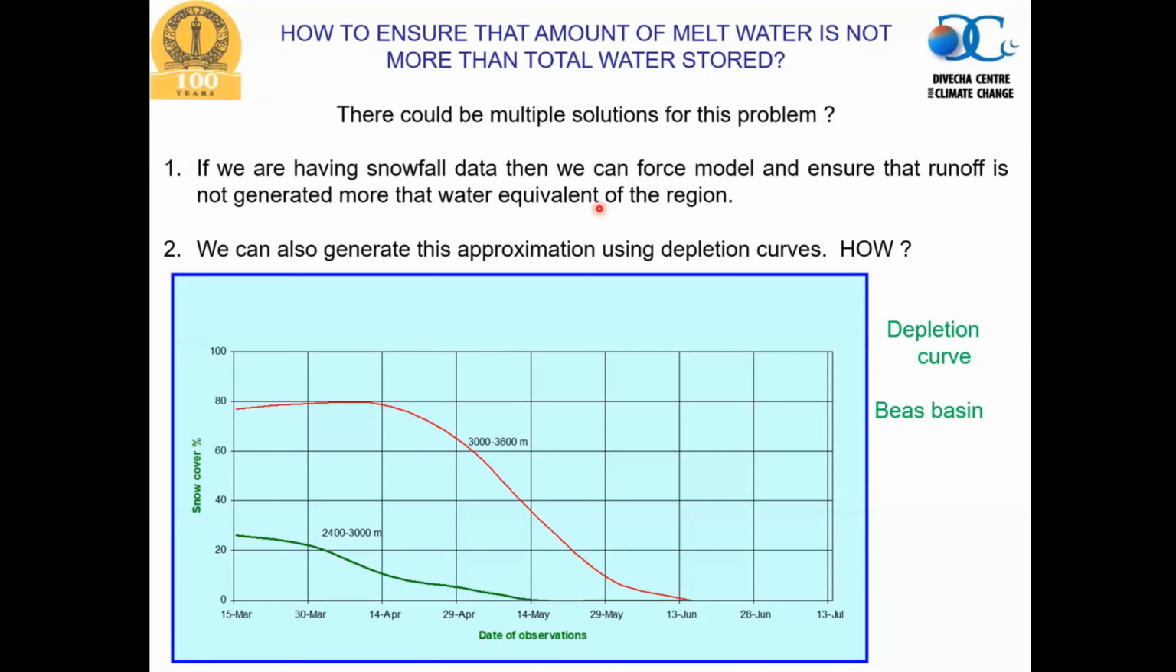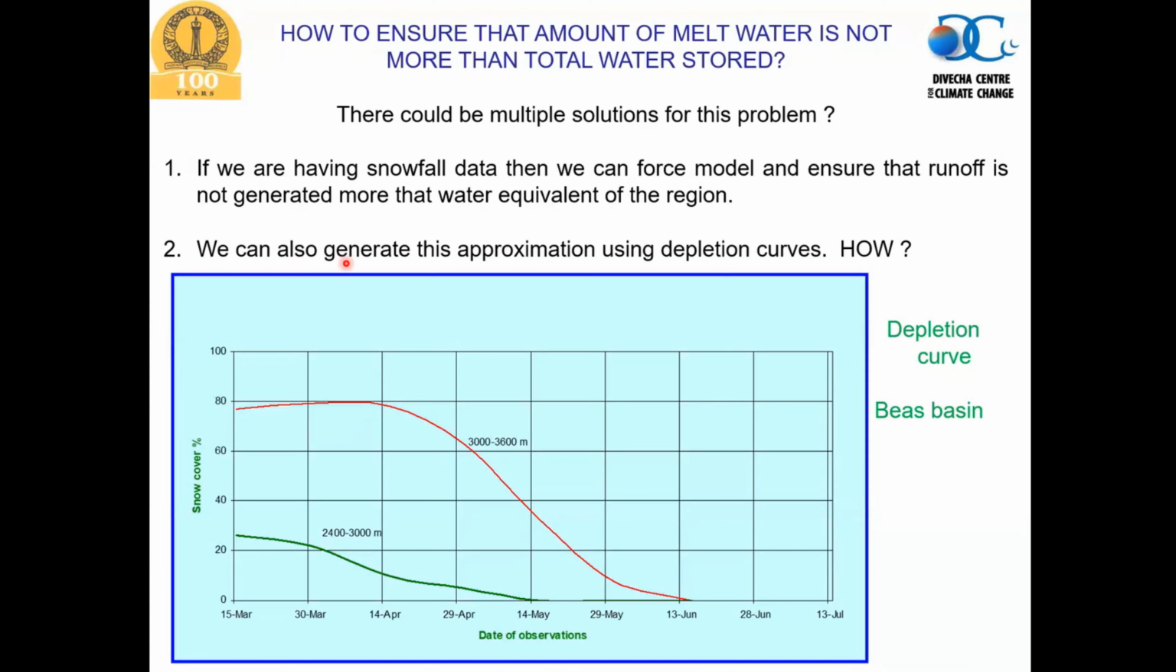So if you know that 10 centimeter is the snowfall and 100 square kilometer is the area, you can multiply them and you will know how much is the water equivalent. So you are not going to generate water more than that in that altitude zone. However, it is many times difficult to have this data.